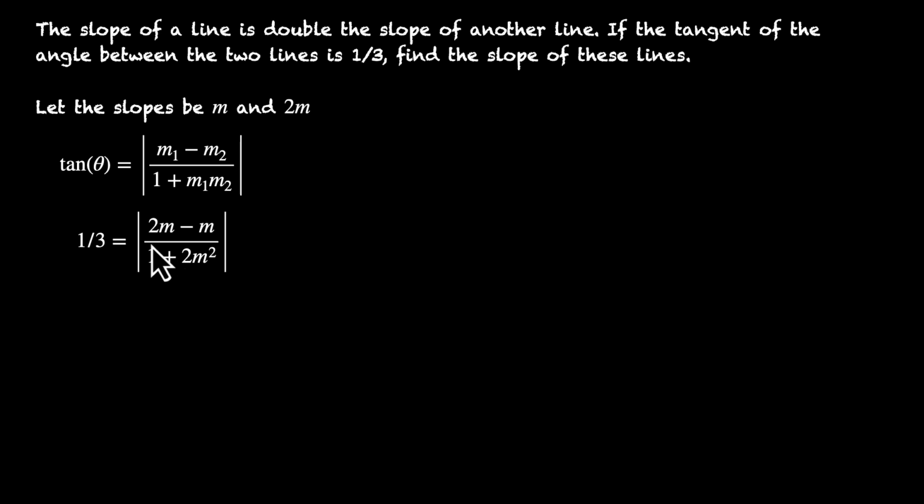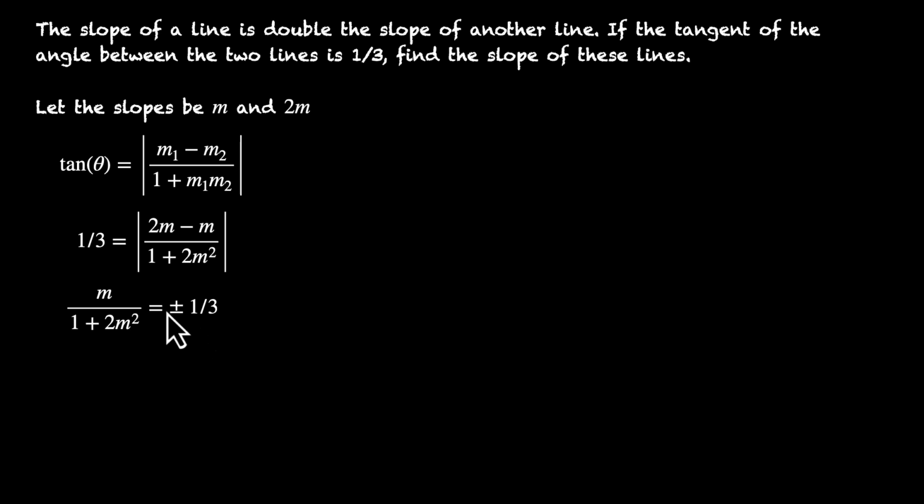So 2m minus m divided by 1 plus m times 2m, that's 2m square. And then we have this mod. And it doesn't matter if we pick m first because this mod will take care of it. 2m minus m is same as m minus 2m if they're inside the mod. Alright, so let's simplify. 2m minus m is m. This is m by 1 plus 2m square. That's equal to plus minus 1/3. Because if mod of something is 1/3, that could be 1/3 or minus 1/3.